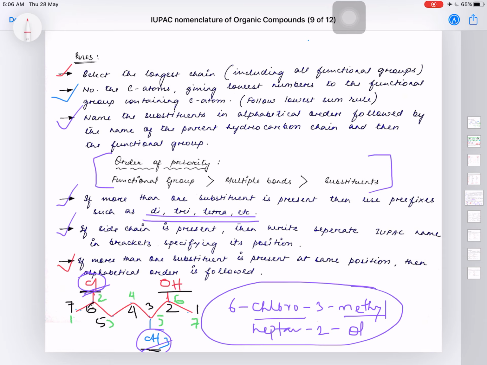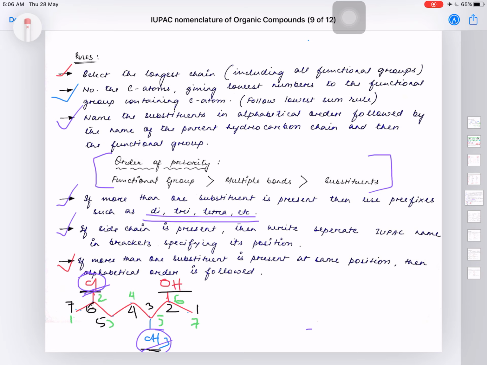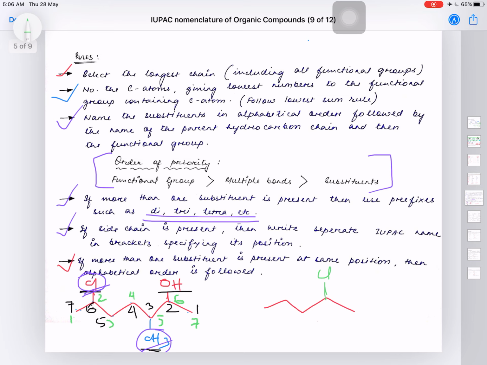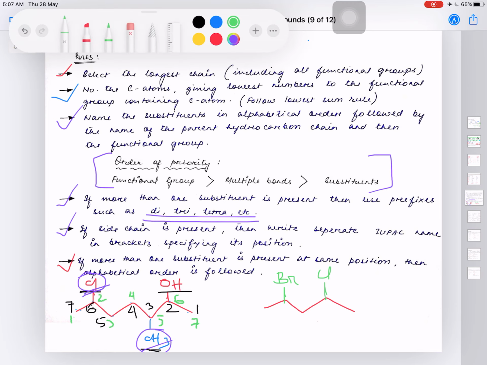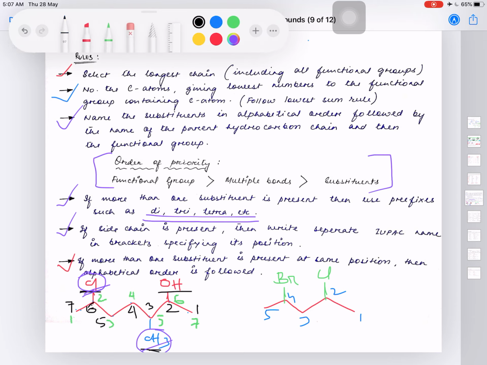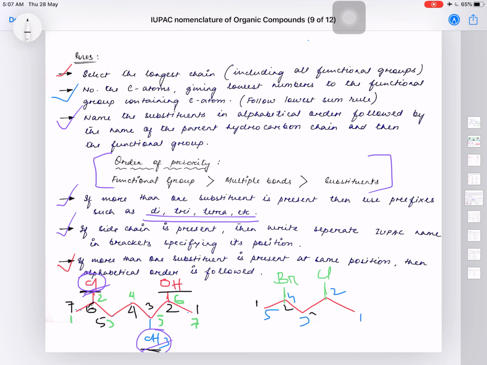Say you take this example, where you have a chlorine present here and you have a bromine present here. Now see, if we count from this side, say 1 2 3 4 5, then in 2 position we are getting chlorine and 4 position we are getting bromine. And if you count from the other side, say this one is 1 2 3 4 5, then also if you sum up, you will get the same number: 2 plus 4 is 6, and this one also 2 plus 4 will be 6.